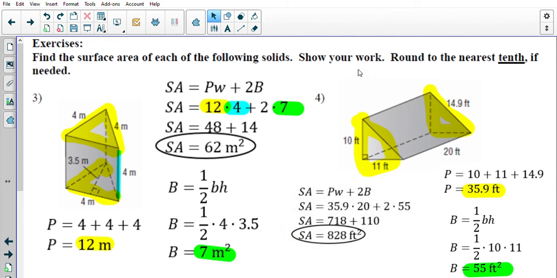There we go. So we've got P times W, perimeter of the base we found to be 35.9. Your width of your prism, make sure to highlight this in the right color here, is 20, distance between your two triangles. Plus 2 times area of the base. The area of the base we determined was 55 from over here. 35.9 times 20 is 718. 2 times 55 is 110. Add those together to get a total surface area of 828 feet squared.